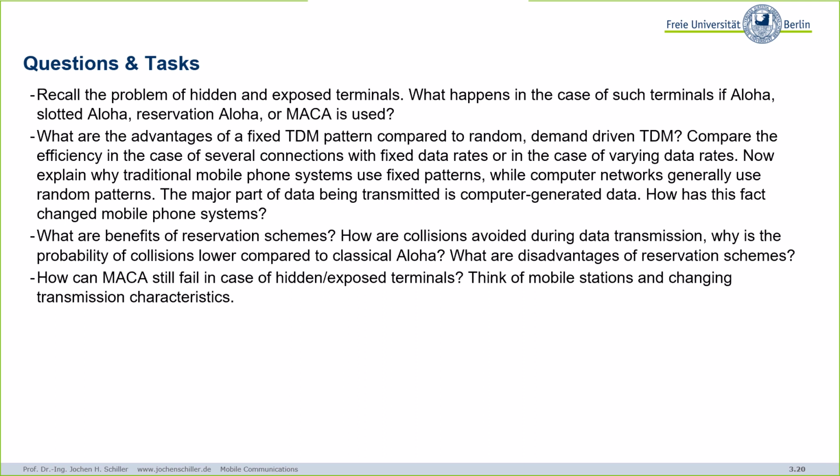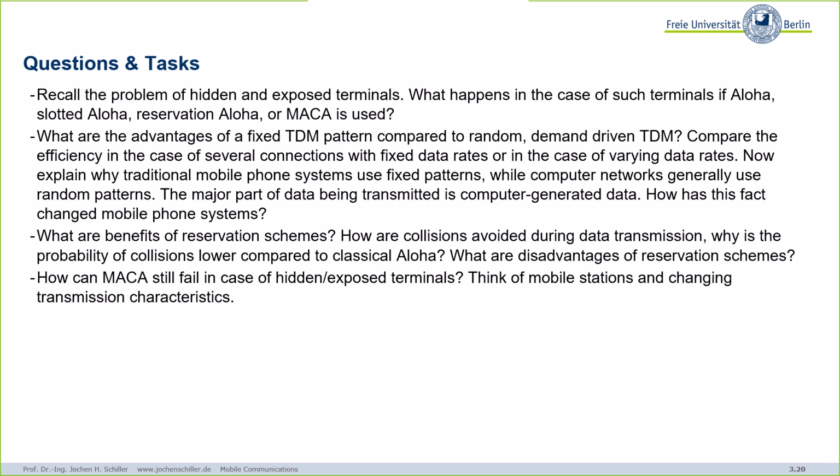Okay, that sounds good, but what are the disadvantages? Disadvantages of the reservation schemes compared to, for example, Aloha. Waste of time, latency. Yes, you answered already. Yes. So the problem is you first have to perform the reservation and then you can send. So if you have only a low load in your network, this is a waste of time.